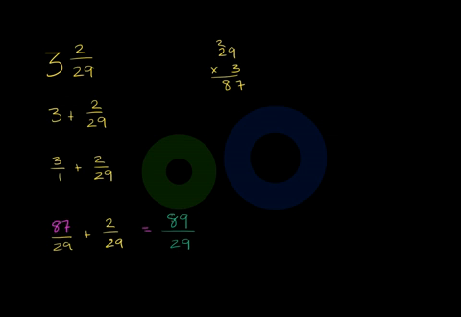A quick way to think about it is we could just literally take 29 times 3 gives you 87. 87 plus 2 is 89. 89 over 29.